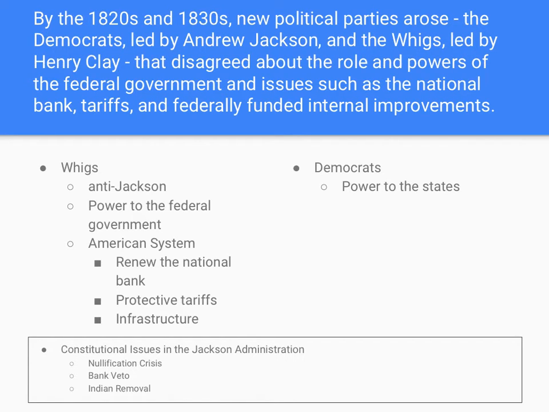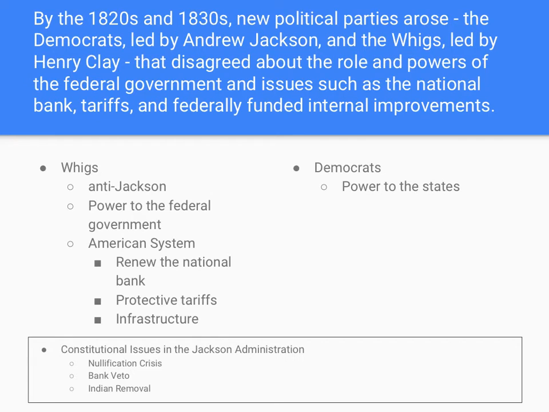So in this situation, the Whigs argued that the federal government should have more power, and the Democrats argued that more power should be given to the states. And so when they disagreed about the issues such as the national bank, the Whigs, who believed that there should be more power to the federal government, believed that we should renew the national bank. When they disagreed on tariffs, the Whigs agreed that the government had the ability to issue protective tariffs.